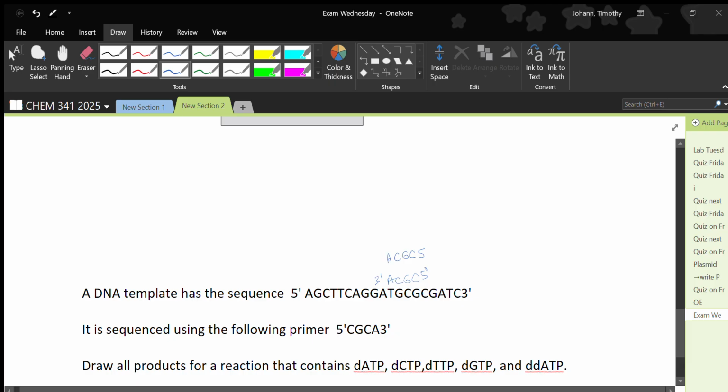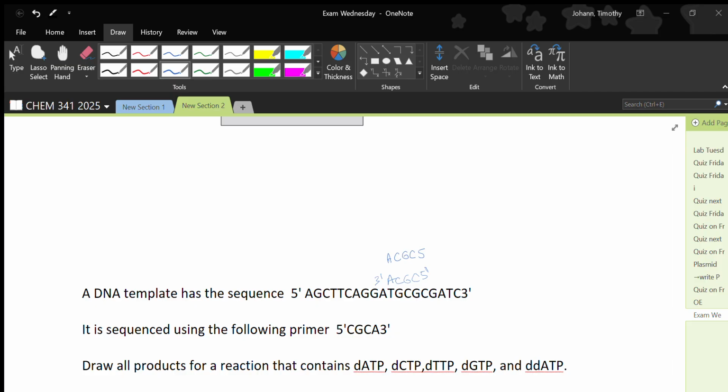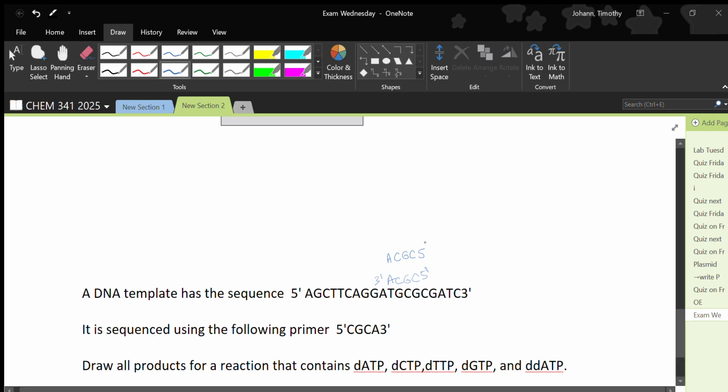Now remember, we have dideoxy. We have all four of the nucleotides we need, plus we've got dideoxy A in here. So it's going to stop wherever I add an A, not every A, but just occasionally it will stop where I have an A. So if I look down here, I've got a T, right? I've got a C, a T, a G, and there's a T, so I could stop at this A. Okay? So there's one product.